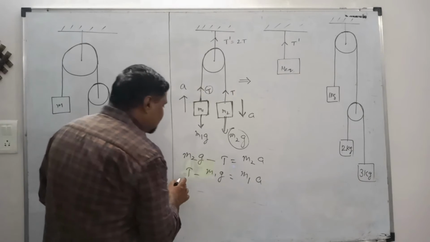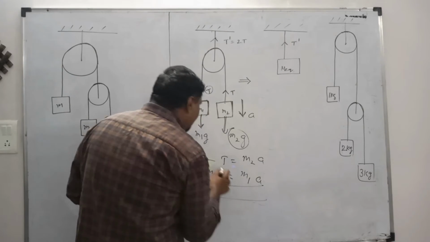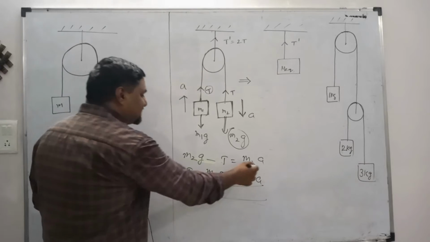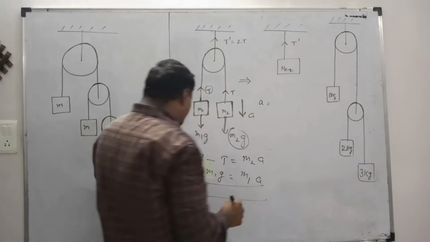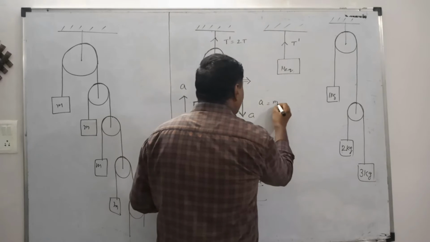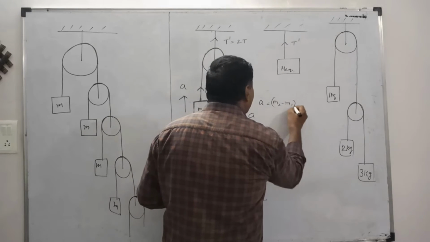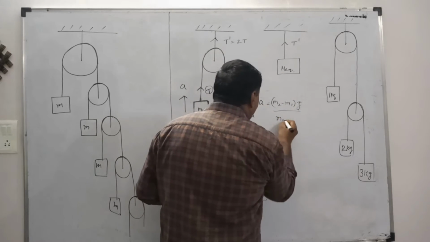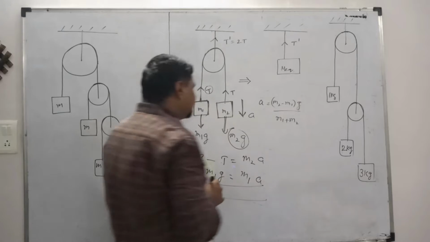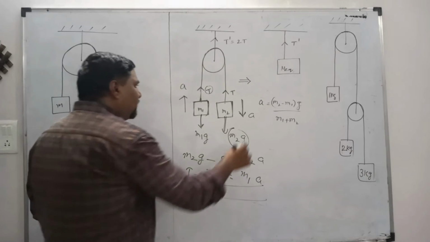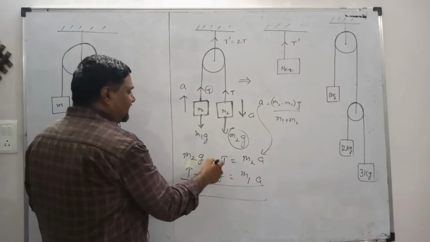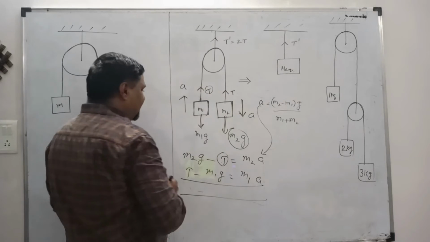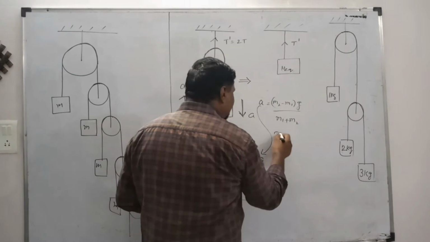If I solve this, minus T plus T gets cancelled, and solving for a, the acceleration will be m2g minus m1g, that is (m2 minus m1) into g divided by (m1 plus m2). This is the acceleration. And if I put this value of the acceleration in either this equation or this one, I will get the tension in the string.